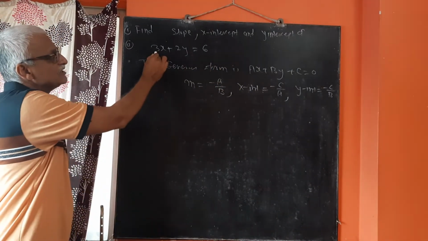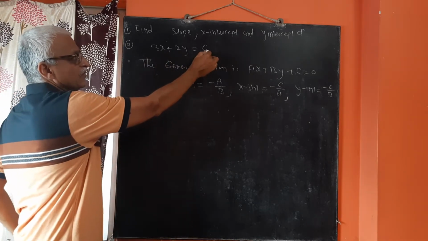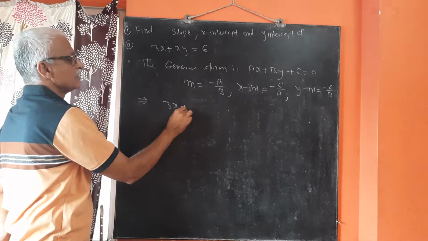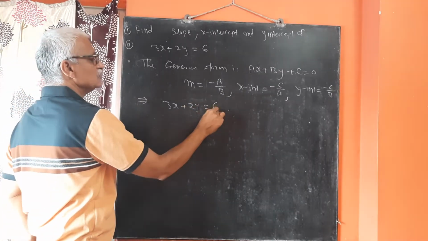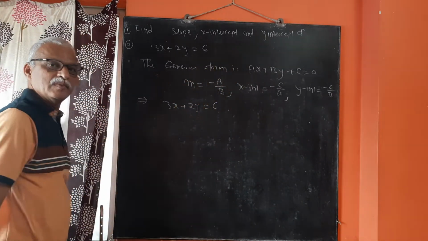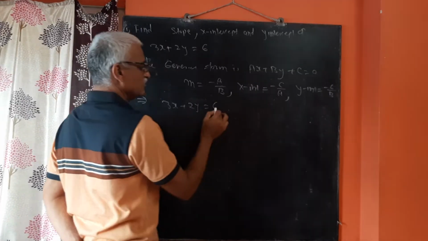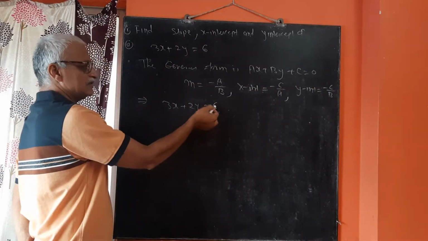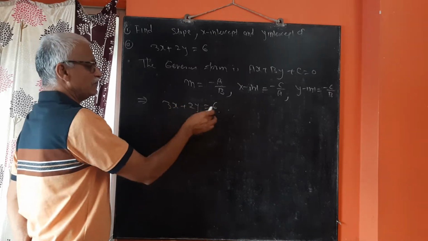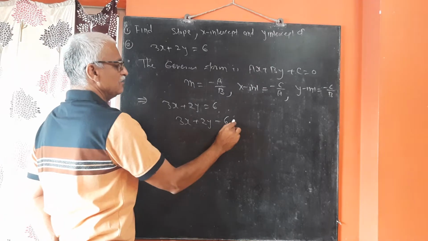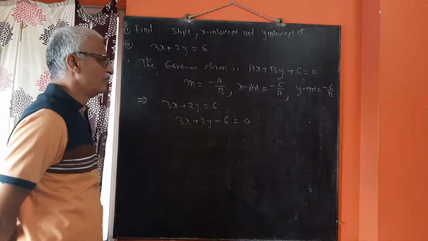Now our equation is 3x plus 2y equals to 6. We have to write down this 3x plus 2y equals to 6 in the general form. What is the general form? In general form, the right hand side is equals to 0. So first we will shift that 6 to the left side. That means this equation will become 3x plus 2y minus 6 equals to 0.